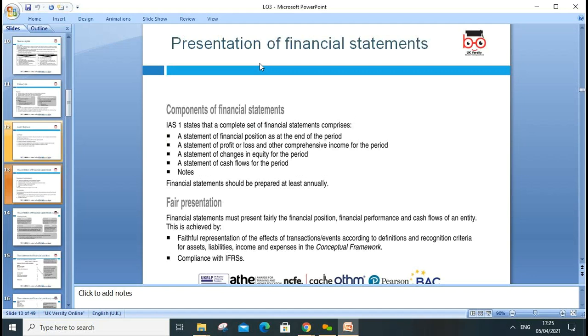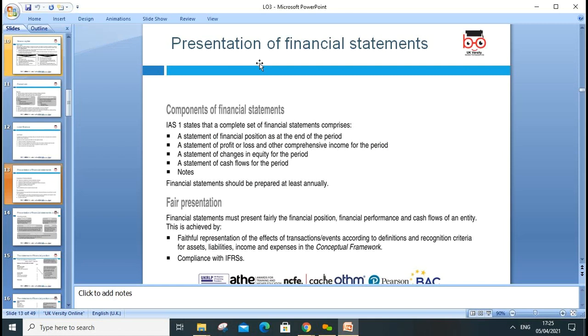We prepare all these accounts under IAS 1. IAS 1 is called International Accounting Standard 1. And as we discussed earlier, there are 4 types of statement we prepare: statement of financial position at the end of the period, statement of comprehensive income, statement of cash flow, and statement of changes in equity.